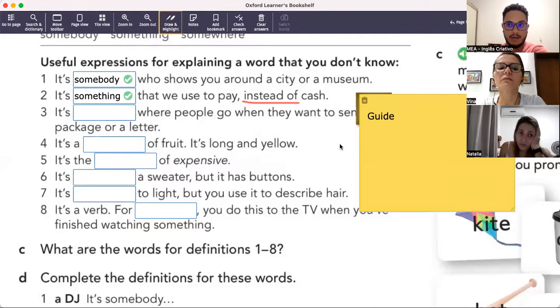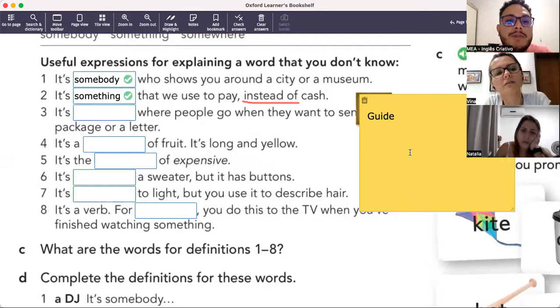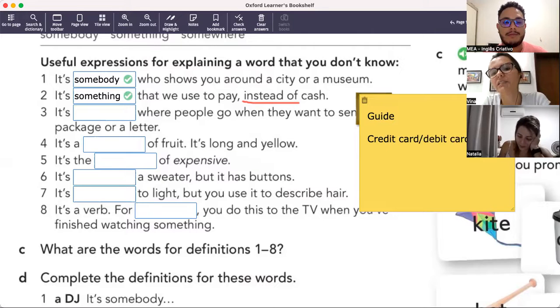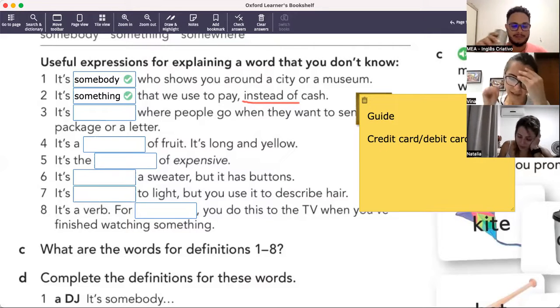Okay? Instead of cash. So, Nati, what is it? What is something that we use to pay instead of cash? Credit card. Credit card or debit card. Perfect. Okay. I understand now. Perfect. Next, Vina.